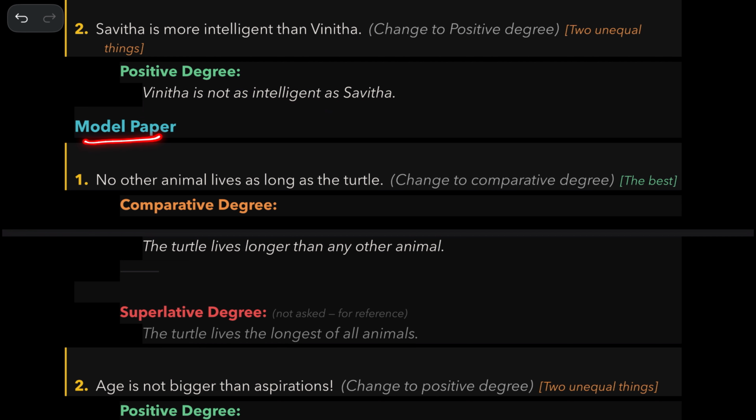And in the model paper, two questions. No other animal lives as long as the turtle. Clear instruction because it belongs to the first pattern, the best. Two answers are possible, and so you are clearly asked to use comparative degree, which is long and longer. The turtle lives longer than any other animal. The superlative degree, though there is no question, just for reference, the turtle lives the longest of all animals.